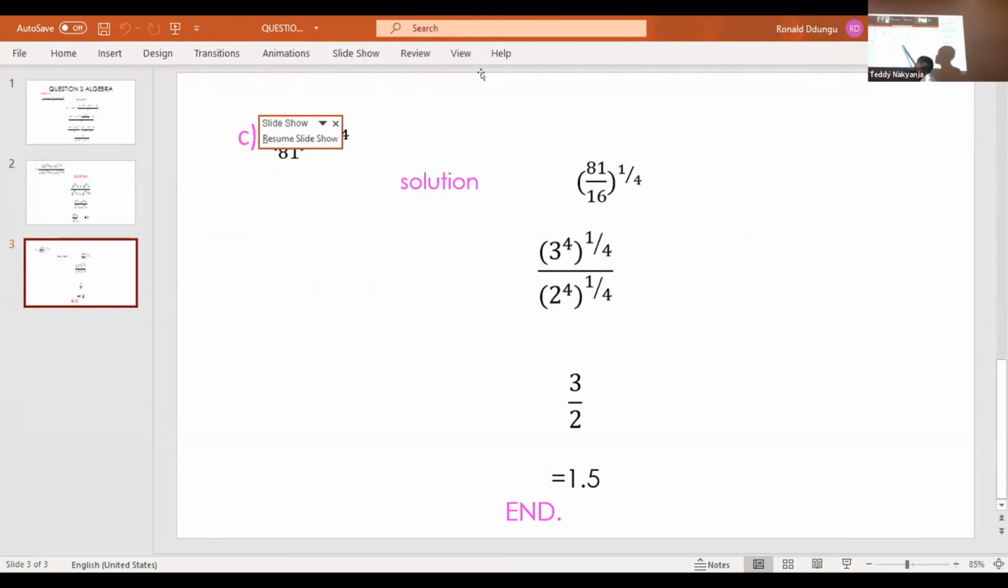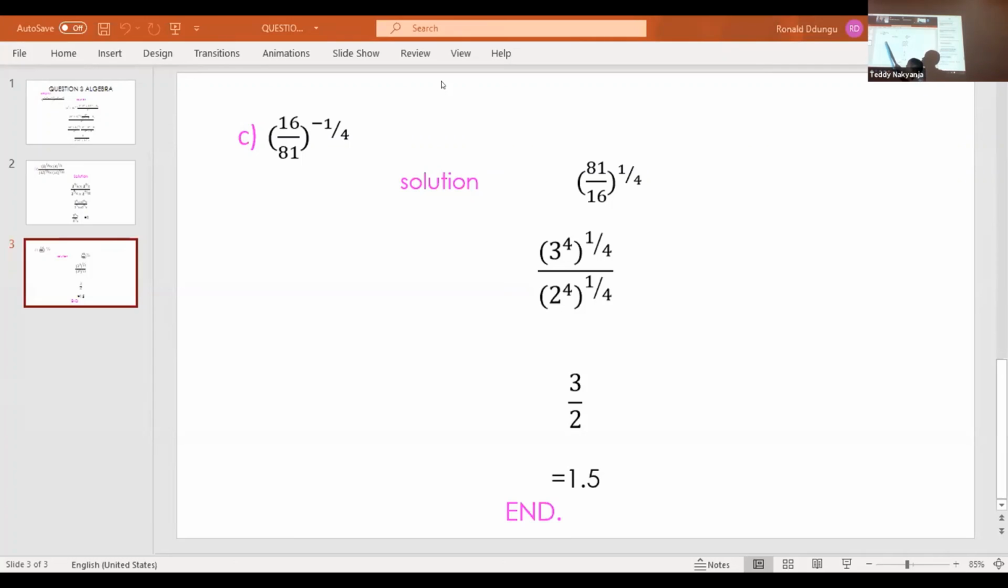Then part C says, are you seeing part C, sister? Yes, we are still on part C.